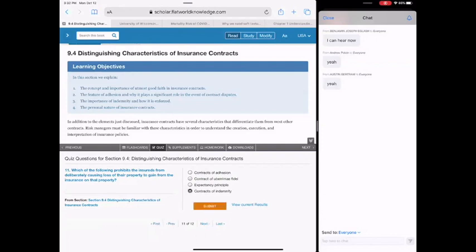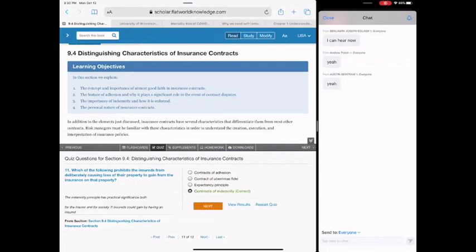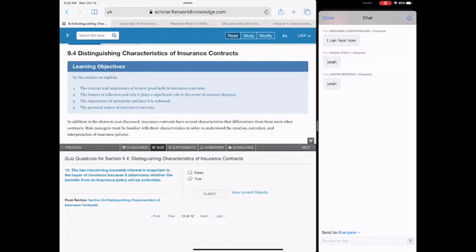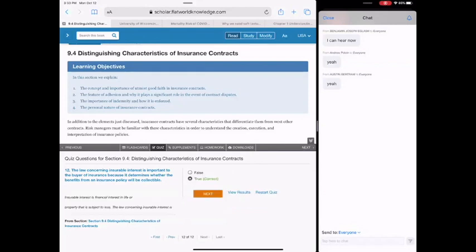Yes, contracts of indemnity. It puts you back in the position you were in before the loss occurred to make you whole, so that you don't gain. And then the law concerning insurable interest is important to the buyer of insurance because it determines whether the benefit from an insurance policy will be collectible. Is that true or false? That is totally true.